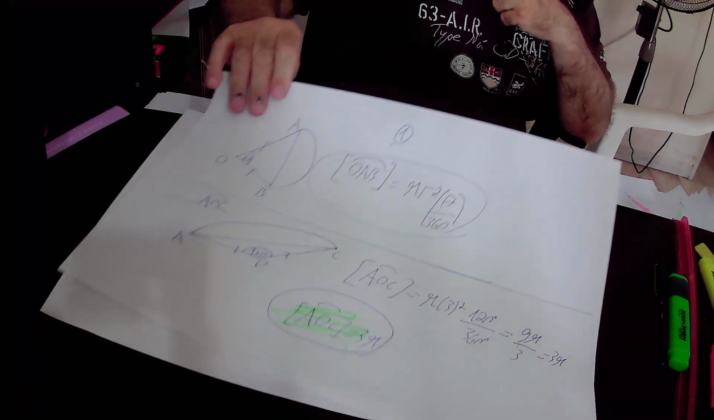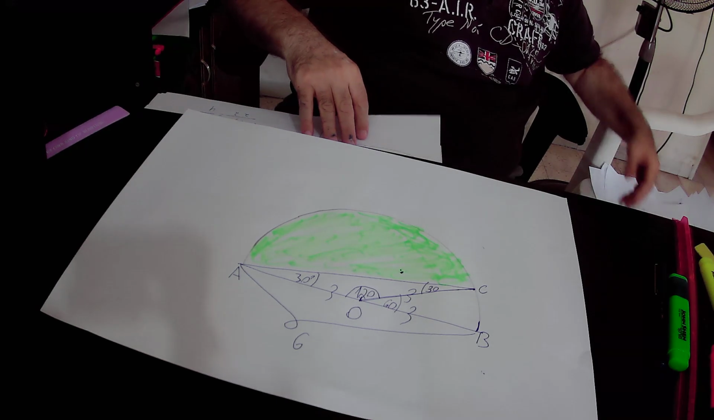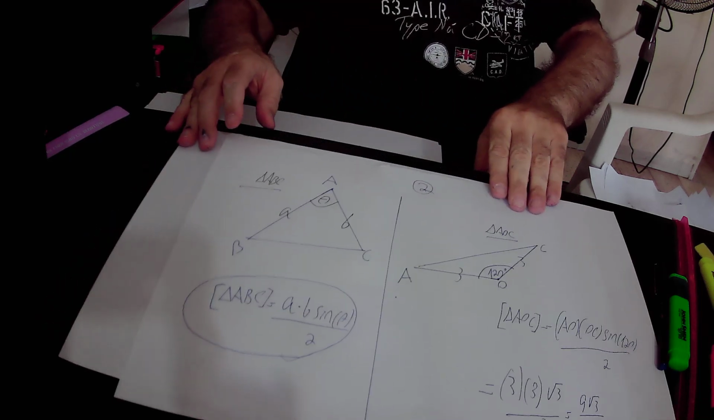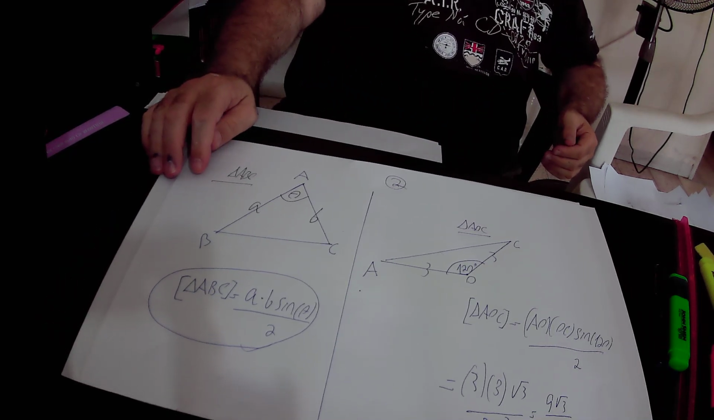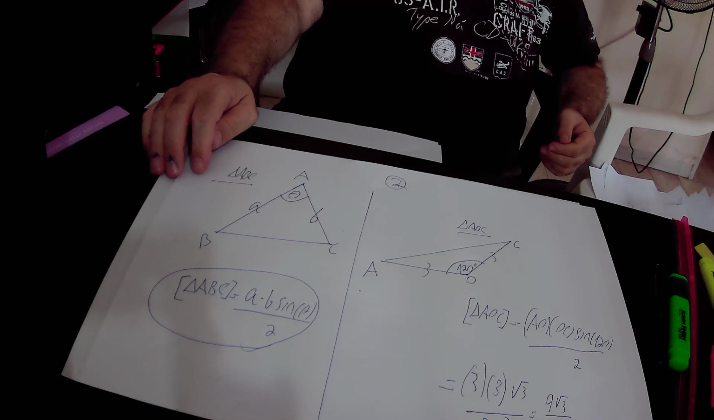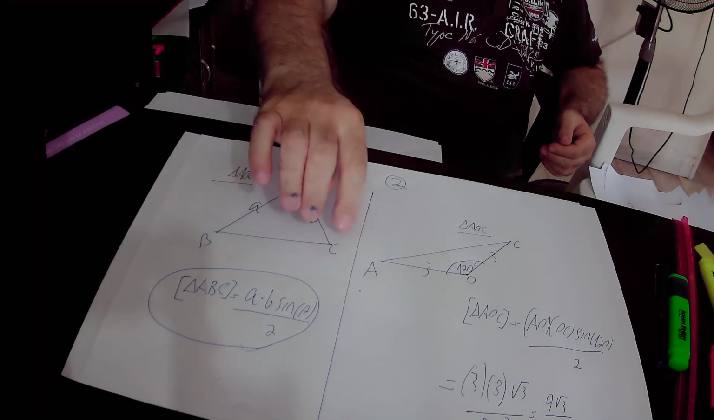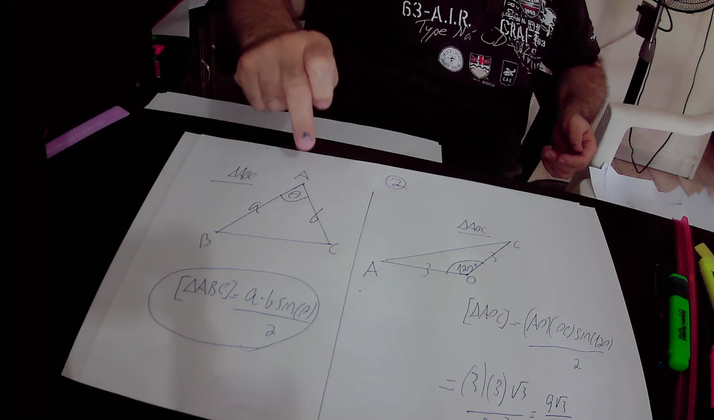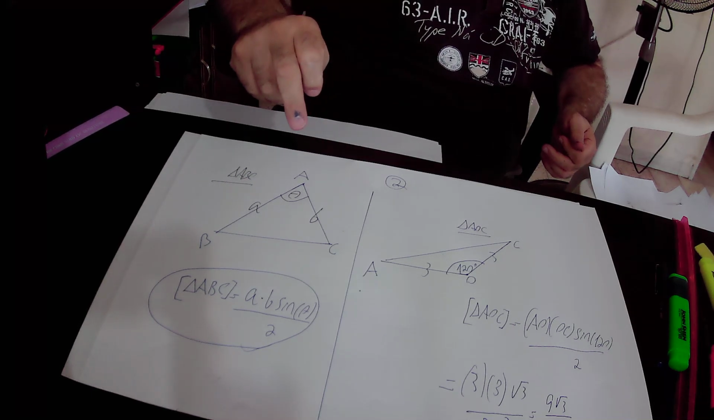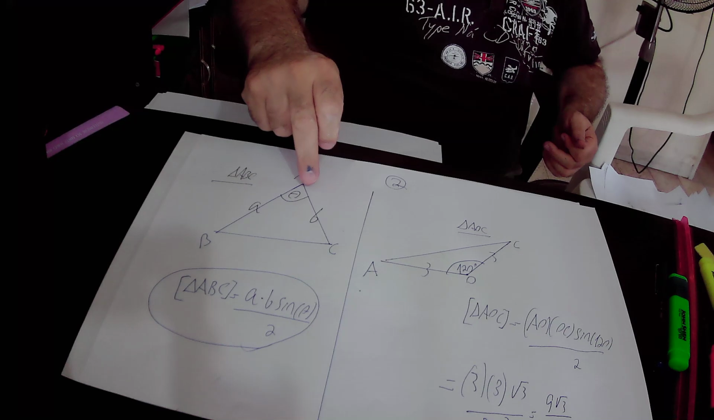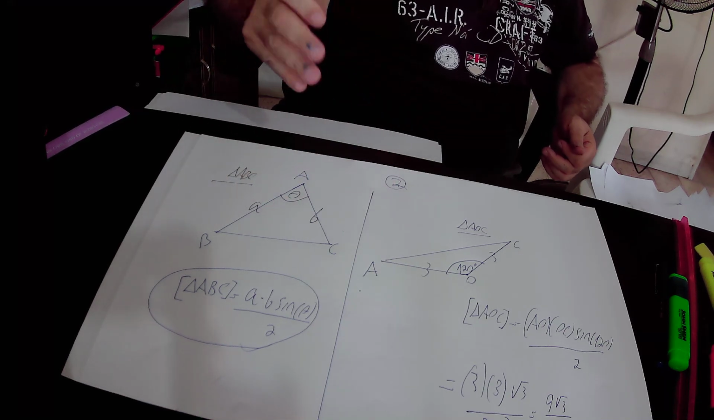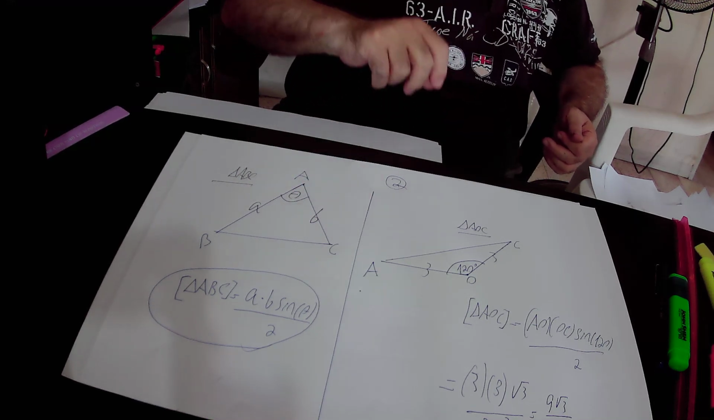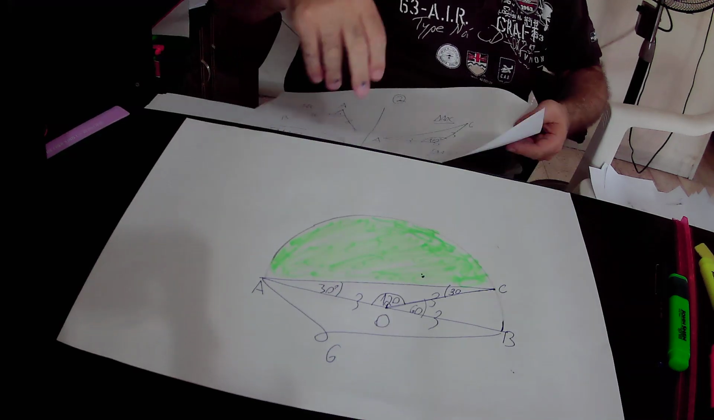Then I presented to you the formula to find out the area of any triangle. Here we have triangle ABC that could be any triangle. The length of side AB is a units, the length of side AC is b units, and the angle between side AB and side AC is theta. Then the area of this triangle ABC equals a times b times sine theta over 2. We use this formula in order to find out the area of this triangle AOC.